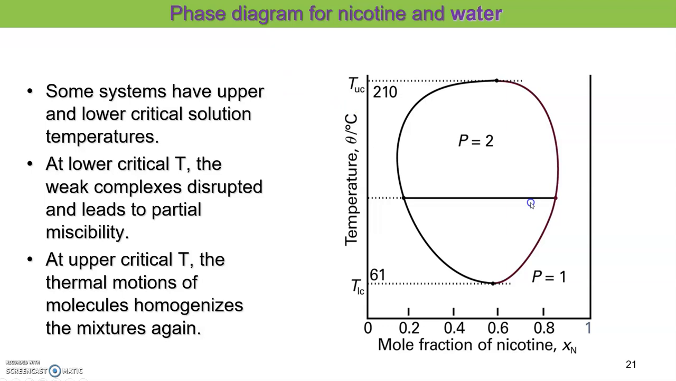Besides, we also have a system with both an upper and a lower critical solution temperature, where TUC is the upper critical temperature and TLC is the lower critical temperature. At the lower critical temperature, the weak complex disrupts and leads to partial miscibility, while at the upper critical temperature, the thermal motion of molecules homogenizes the mixture again. For example, this is the phase diagram for nicotine and water.